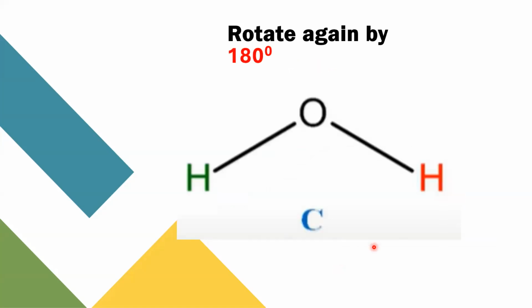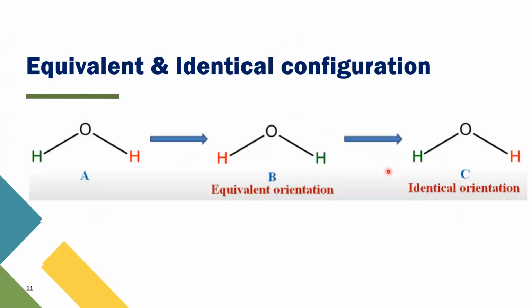And when you rotate it again, what happens? It comes to the original position. So here we have done some work, and we call this rotation an operation. So in symmetry, we talk about operations and symmetry elements. So let us see how we could explain this. Now my next figure gives you equivalent and identical configurations.